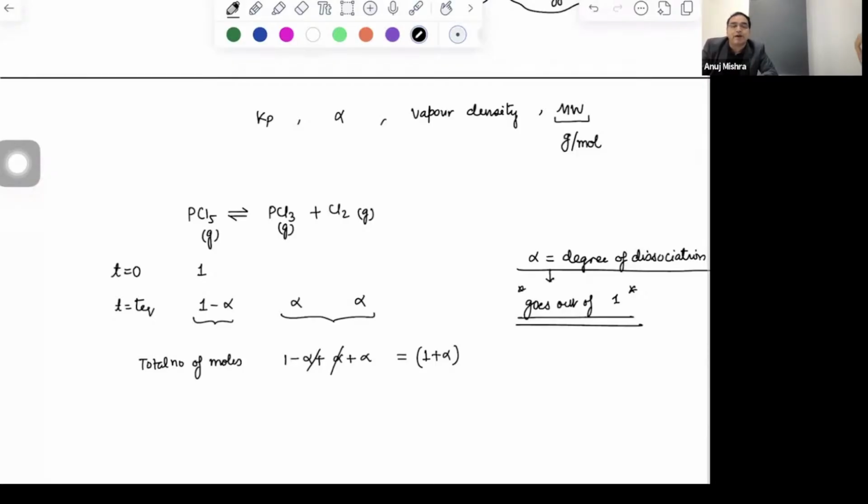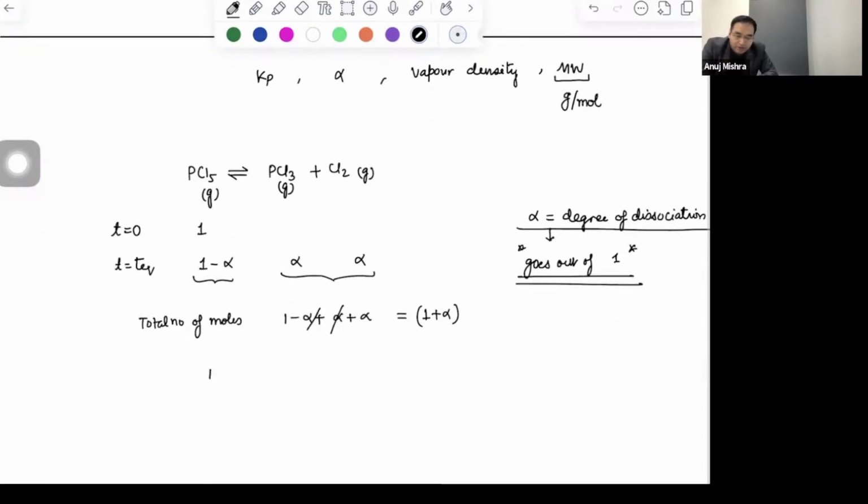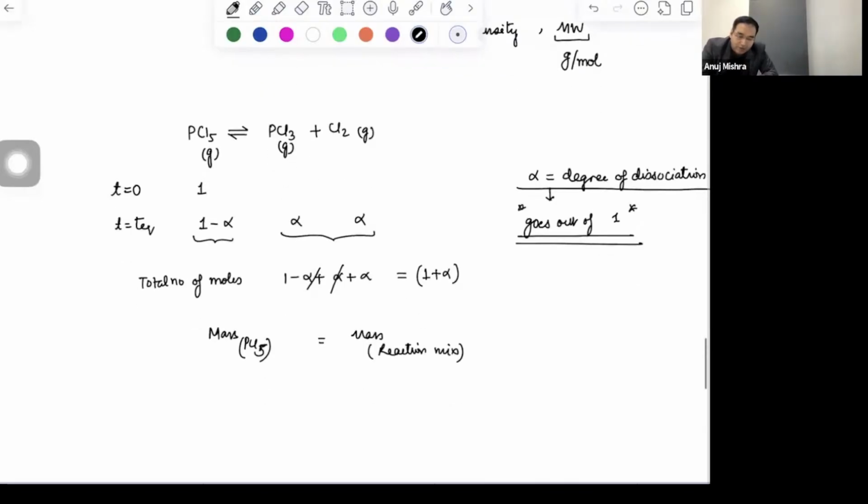Is this understood? So 1 is becoming 1 plus alpha. Mass of PCl5 is the same as mass of the reaction mixture. Agree? So mathematically, what I'm trying to convey is: molecular weight of PCl5 into moles, how many moles were there? 1, will be molecular weight of the mixture into moles, how many? 1 plus alpha. Here try to understand this line.